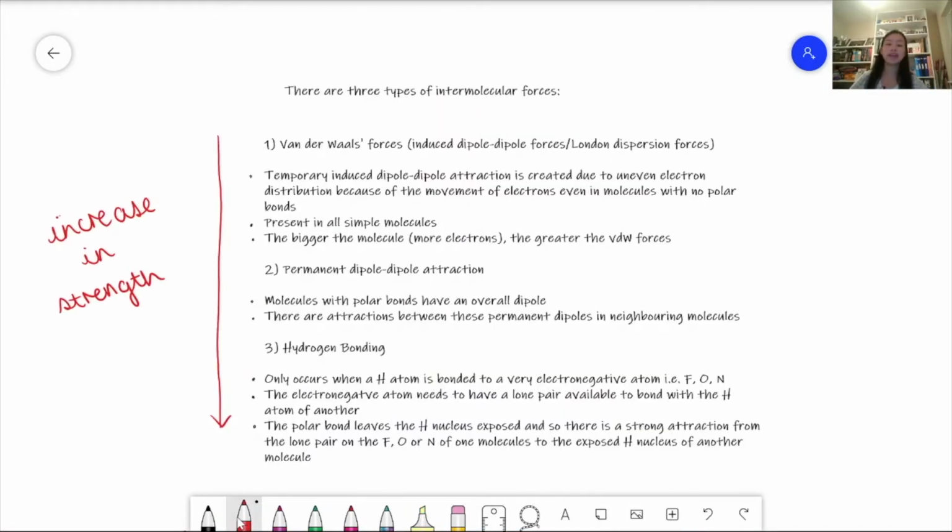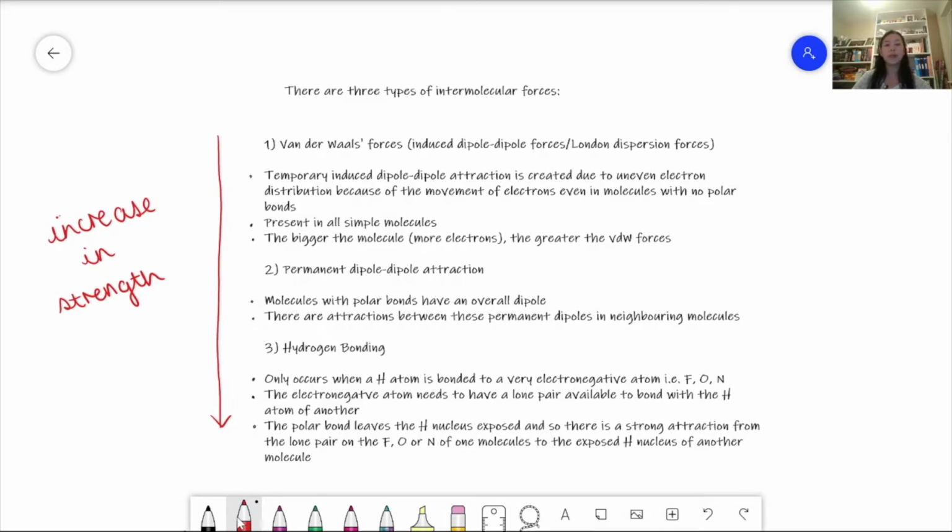So there are three types of intermolecular forces that we need to know about. The first one is van der Waals, and this is the weakest type of intermolecular force, because a temporary induced dipole-dipole attraction is created due to uneven electron distribution. This is because of the movement of electrons. This occurs even in molecules with no polar bonds, so this is actually present in all simple molecules, all covalently bonded structures which are simple molecular. And the rule is the bigger the molecule, the more electrons it has, so the greater the van der Waals forces.